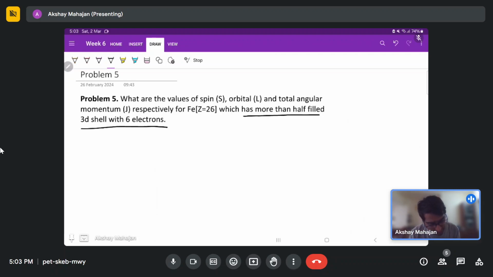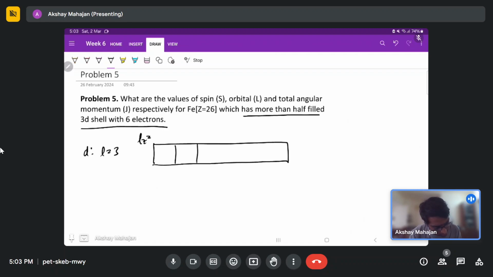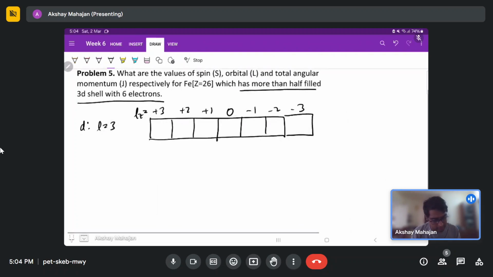Now for the d shell, we know that for d, l is equal to 2. So basically, if we have this L_z or m_l, whatever you want to call it, that will go from plus 2, plus 1, 0, minus 1, minus 2. Okay. Now it is given that the 3d shell.